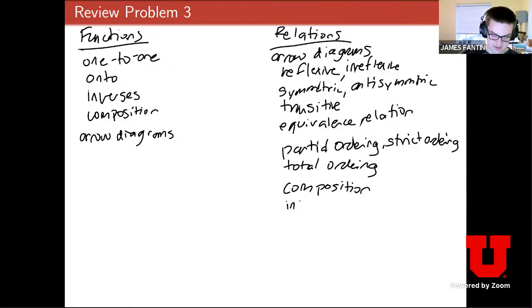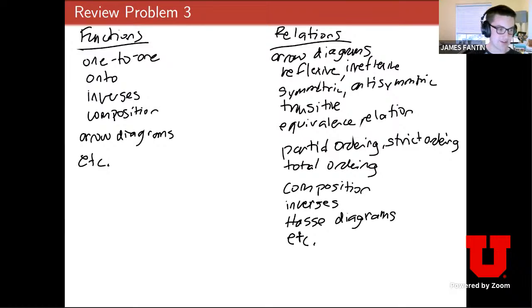Relations can also have inverses. For relations, we also talked about and went over today a Hasse diagram if you had a partial ordering, et cetera. This is just off the top of my head, so don't consider this exhaustive. But these are the things.